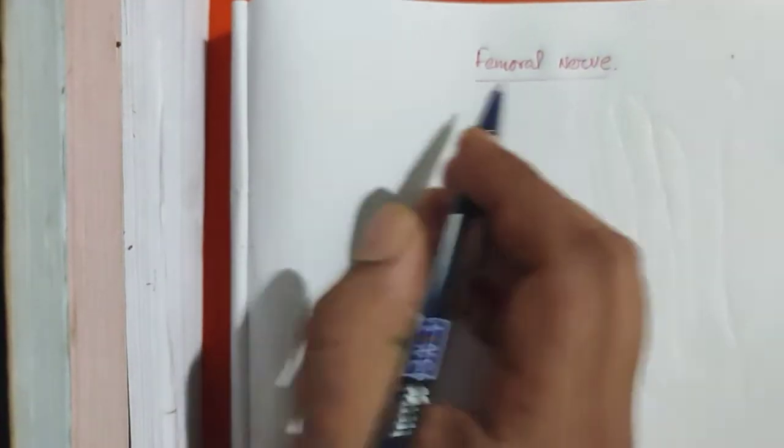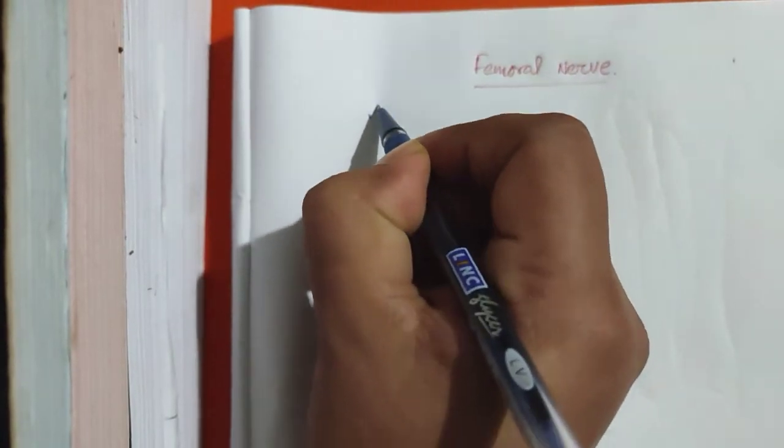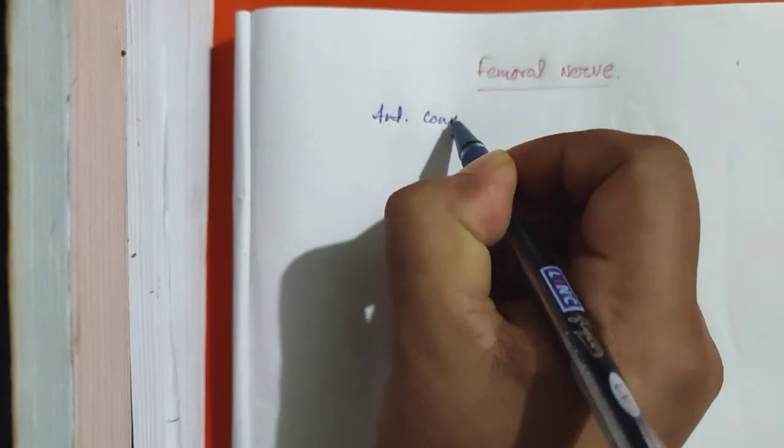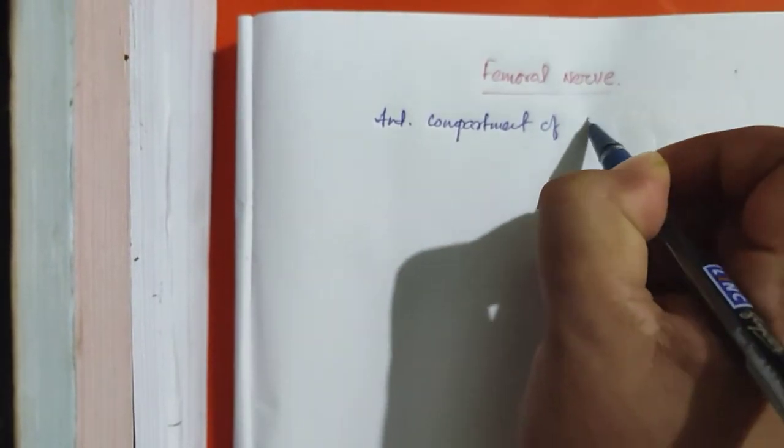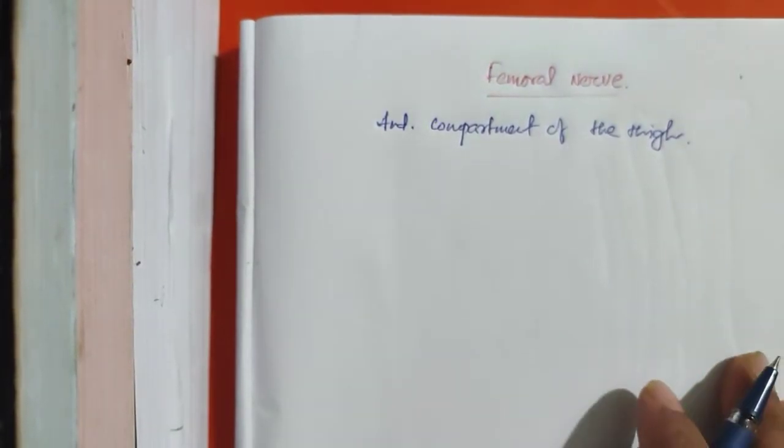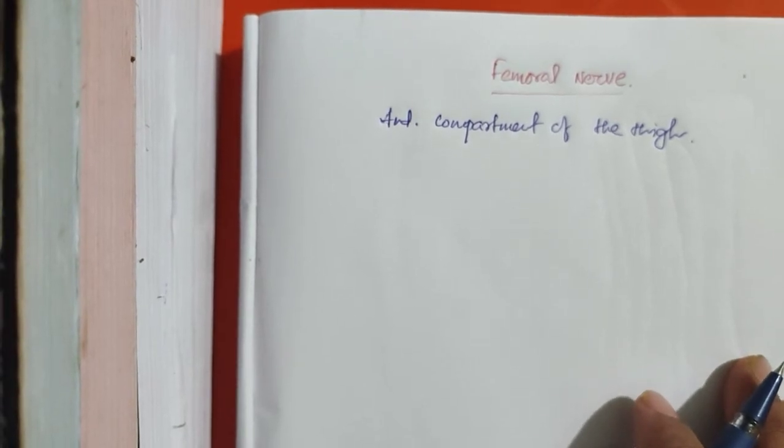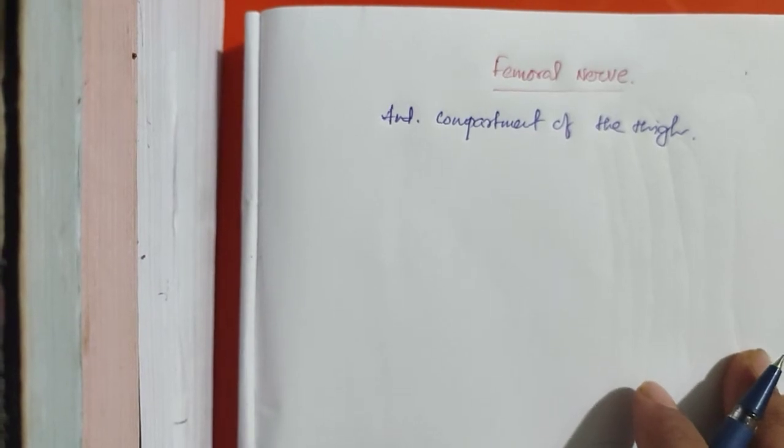And the femoral nerve is the main nerve of the anterior compartment of the thigh, and I have already discussed this when detailing the muscles of the anterior compartment. I already told that the muscles of the anterior compartment are supplied by the femoral nerve. So it is the main nerve, also called the chief nerve, of the anterior compartment of the thigh.